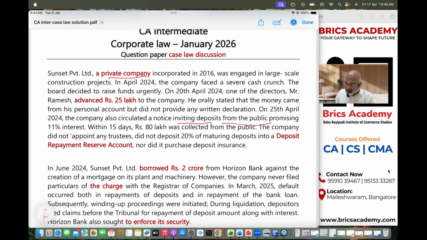And see, one more problem. Company did not appoint even a trustee. First of all, it's a private company. So this total first paragraph is not at all useful to you for the questions that are given. Check if you carefully check. Okay, now quickly move on.